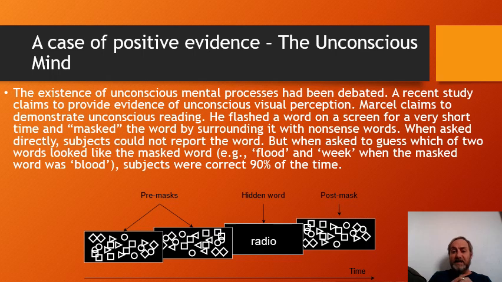So what he does is he flashes a word on a screen for a very short time and then masks the word by surrounding it with nonsense words. I have a picture here of a different kind of mask. I couldn't find the exact kind of mask that Marcel uses, but this is what they do. They flash the word for a short period of time and then they display some other kind of nonsense stuff to limit the retention of the word in your short-term visual memory. If they didn't do that, it would be much easier. So this is a way of making it a real quick thing, sort of subliminal.